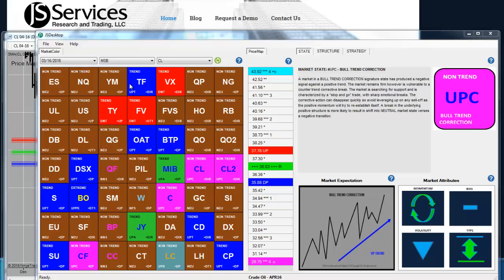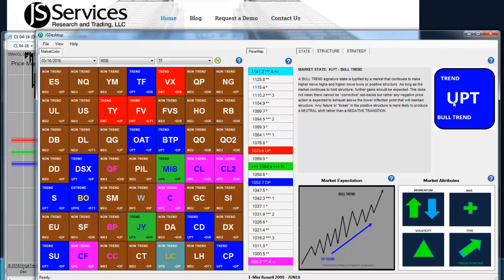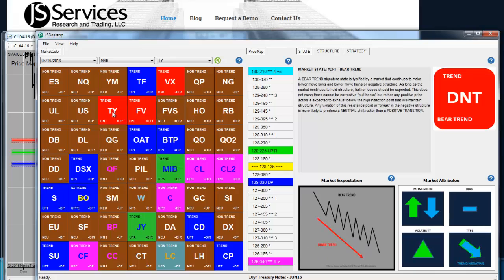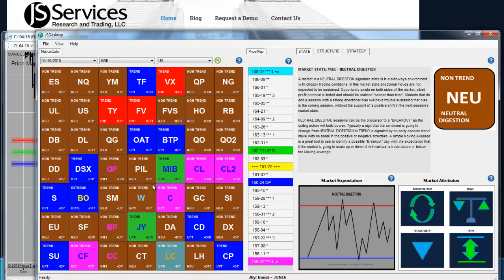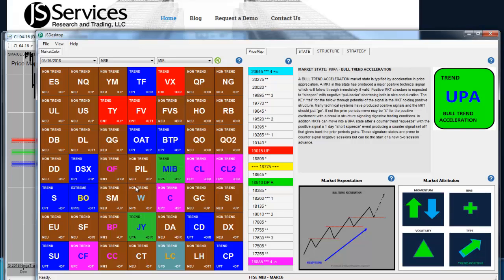This is our market grid. You can see all the different symbols for different futures markets, and the color coding relates to what the market state condition is. Once you understand the codes, you can quickly identify markets that are positive trending, neutral states, accelerated states, and a state that we're going to look at today, which is corrective states.